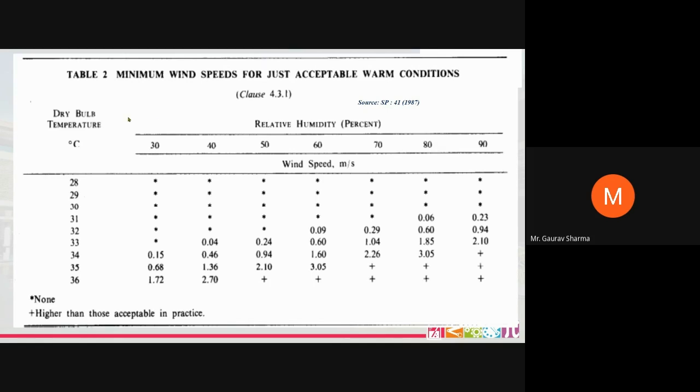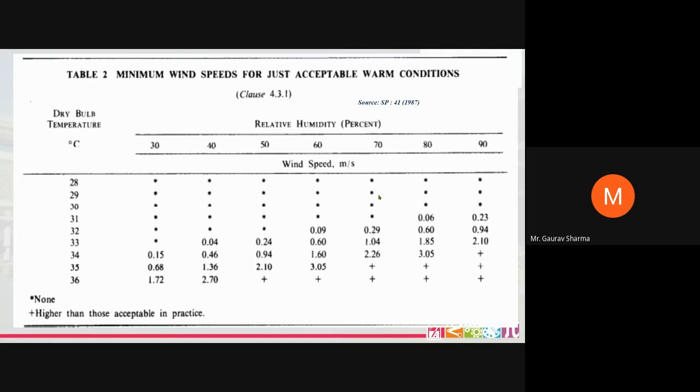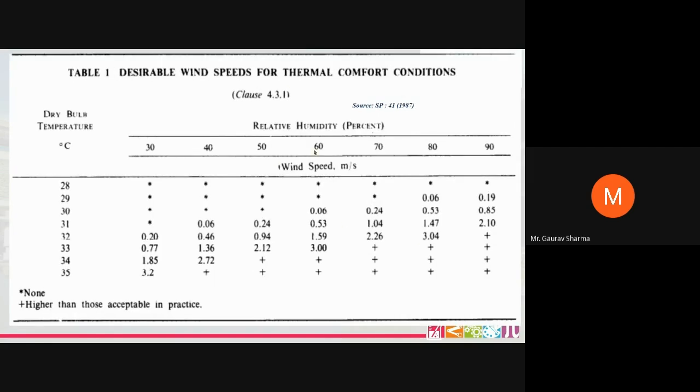This one is also the same table, but this is the minimum wind speed for just acceptable warm condition. जब विंटर सीजन है तो इसको रीड करें एक्सेप्टेबल वार्म कंडीशन के लिए, और जब आप स्लाइटली हॉट और समर सीजन की बात कर रहे हैं तो फिर ये रीड करना है. ठीक है, तो जनरली आप एक ध्यान में रखें, दिस इज इनफ फॉर यू. कहां से आता है, कैसे रीड करते हैं और क्या मीनिंग है उसका.